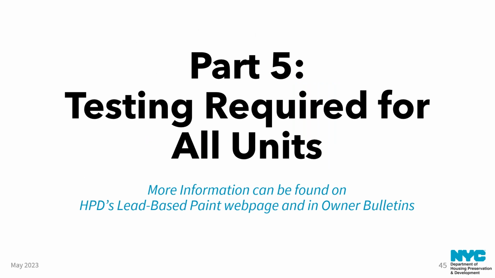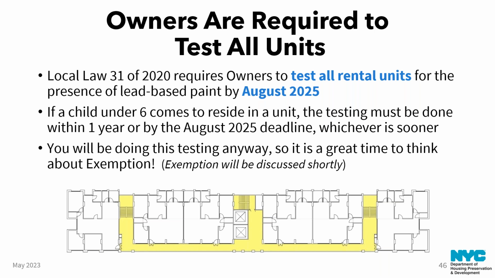Okay, we're going to cover a few other topics quickly here. Local Law 31 of 2020 requires building owners to arrange for testing of all rental units for the presence of lead-based paint, either by August 2025, or if a child under 6 comes to reside in the unit, within 1 year of when the child came to reside.